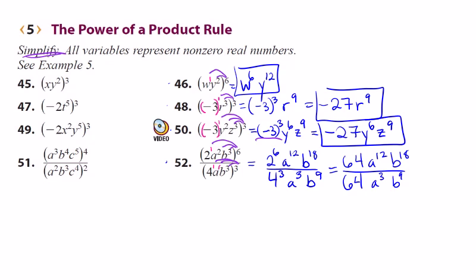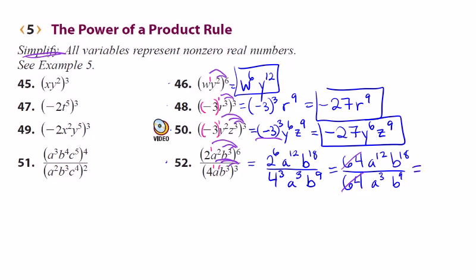So now that we simplified the numerator and denominator, now we can use the quotient rule, right? And 64 divided by 64, these are not exponents, right? They're not exponential expressions. So we just do with them what we do with normal numbers. So 64 divided by 64 is 1, right? So those basically cancel each other out. And then with our variables, we have a to the 12th over a cubed, right?